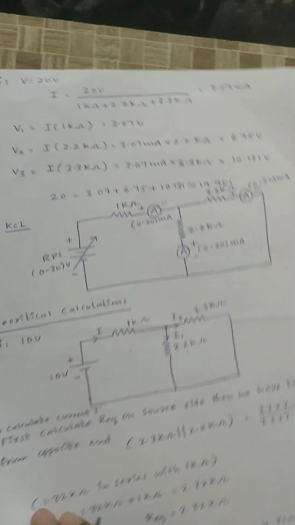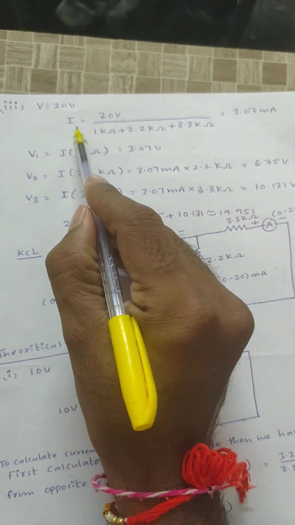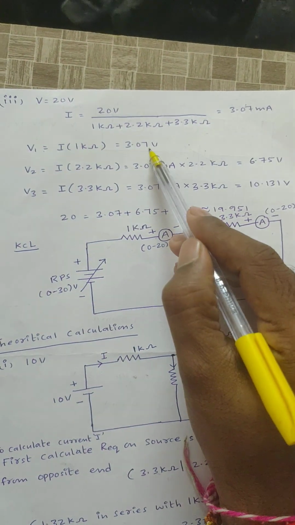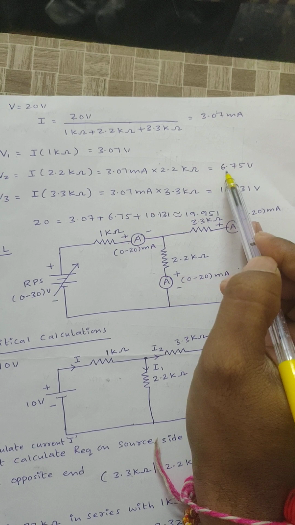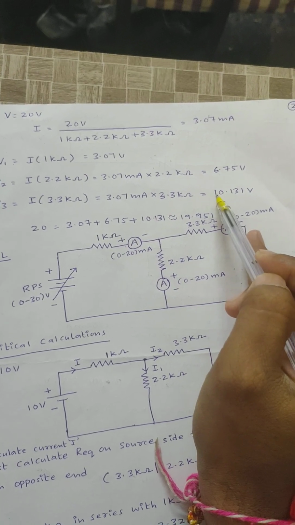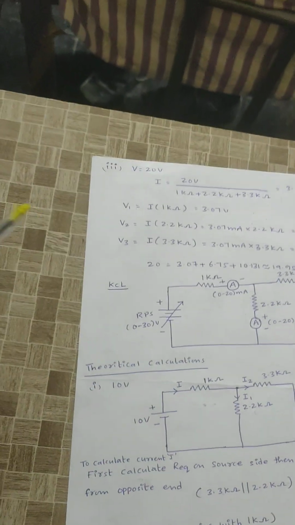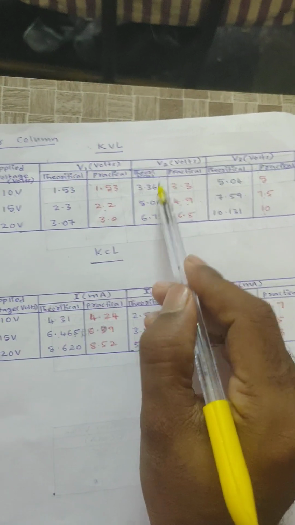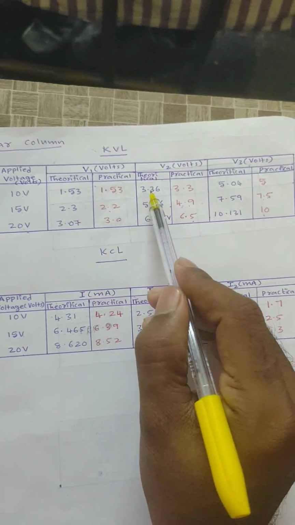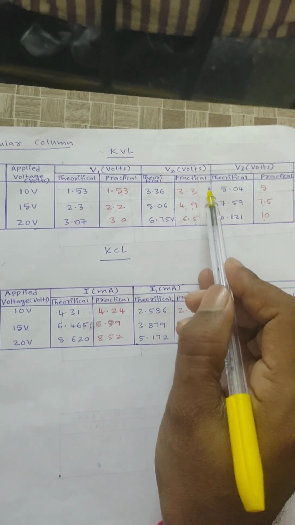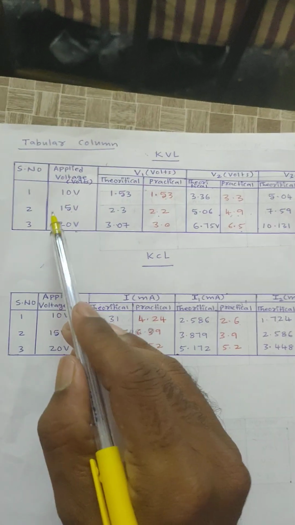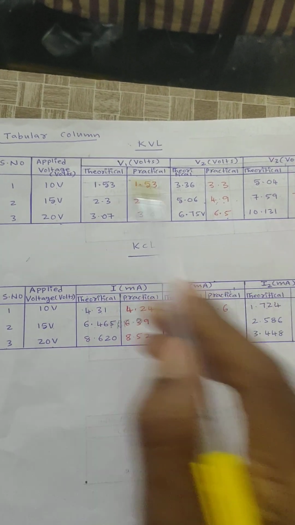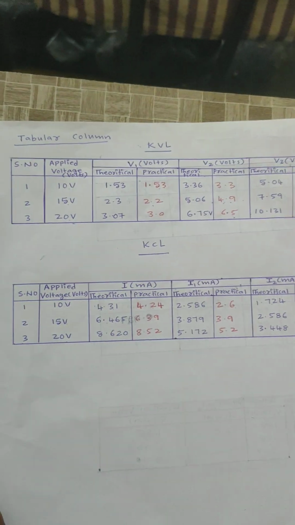Hence KVL is verified. Similarly for 20 volts, first calculate the current value. After that, V1, V2, V3: you will get V1 as 3.07 volts, V2 as 6.75 volts and V3 as 10.131 volts. Now you can observe the tabular form here. For 10 volts, 10 is equal to 1.53 plus 3.36 plus 5.04, approximately 9.9, verified. For 15 volts, these are the readings. For 20 volts, these are the readings. For different values of voltage, KVL is satisfied.